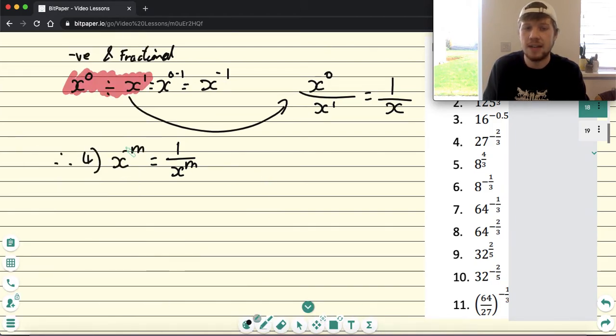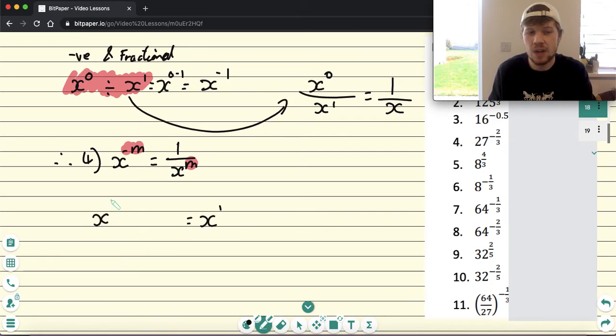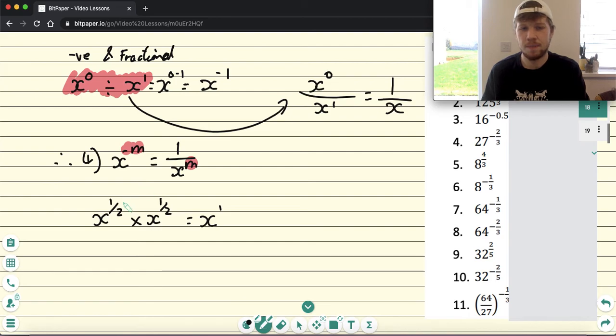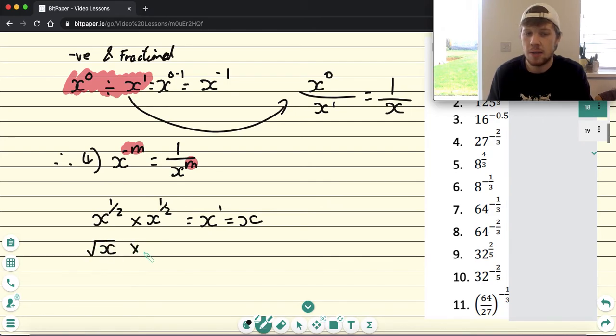And finally, the last thing I want to look at is, again, thinking about a fractional index. Quite often, when we're looking at fractional indices, we want to think about what would happen if I had x to the half multiplied by x to the half. Well, a half add a half is equal to 1. We know that x to the 1 is just x, so what value multiplied by itself is going to give us x? The only other way we know how to write this is using radical signs, which is the square root of x multiplied by the square root of x equals x.